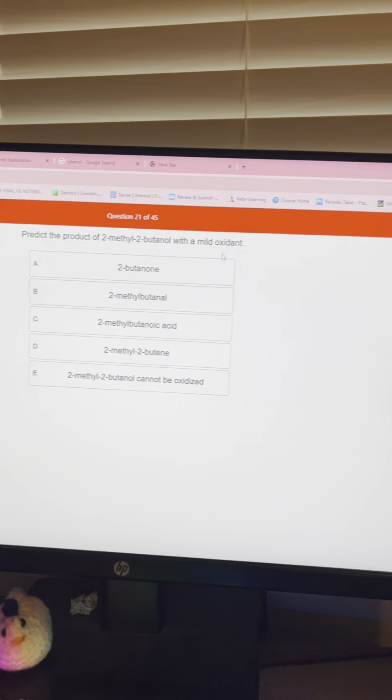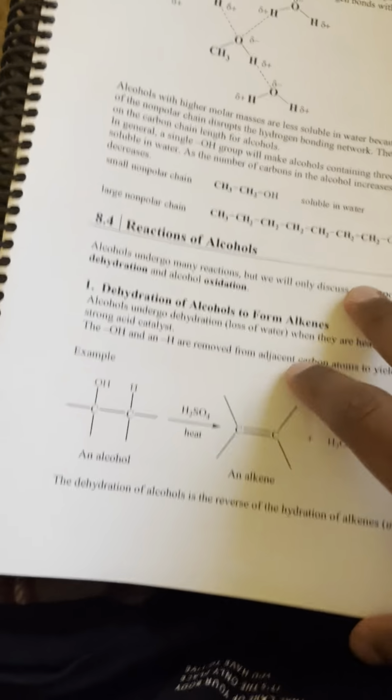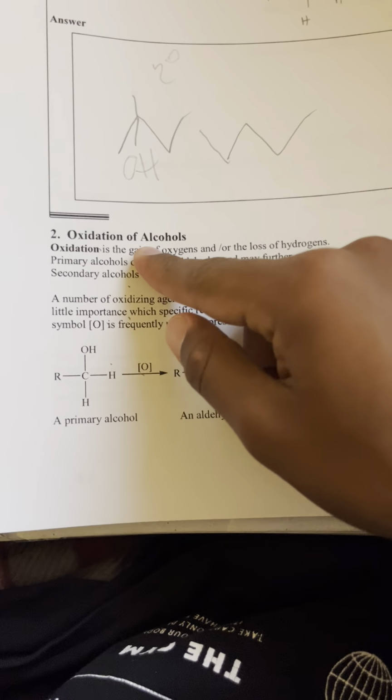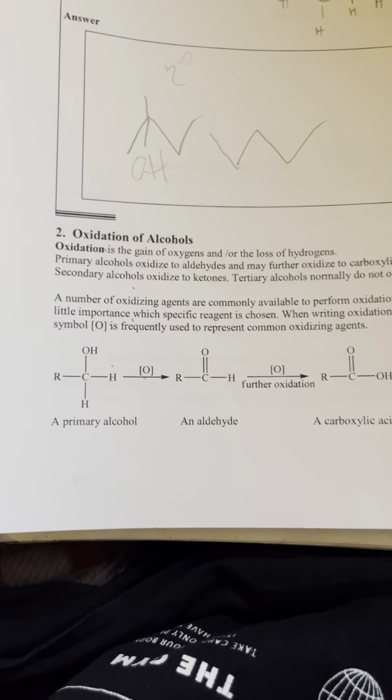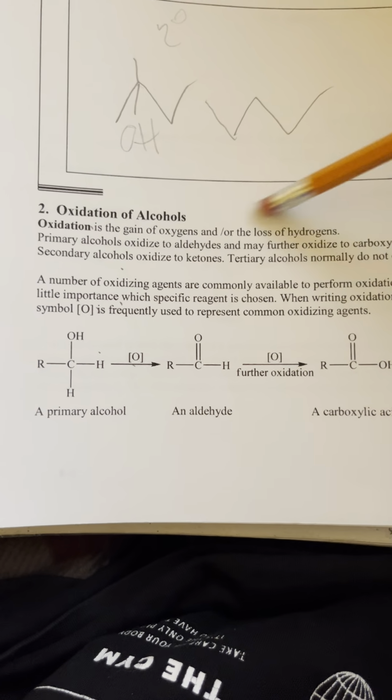All right, so if it's asking about oxidants or dehydration, just know that it is talking about these two different reactions. So we'll talk about dehydration reactions in a second, but oxidation reactions. So oxidation reactions are the addition of oxygen. Oxidation, more oxygens.